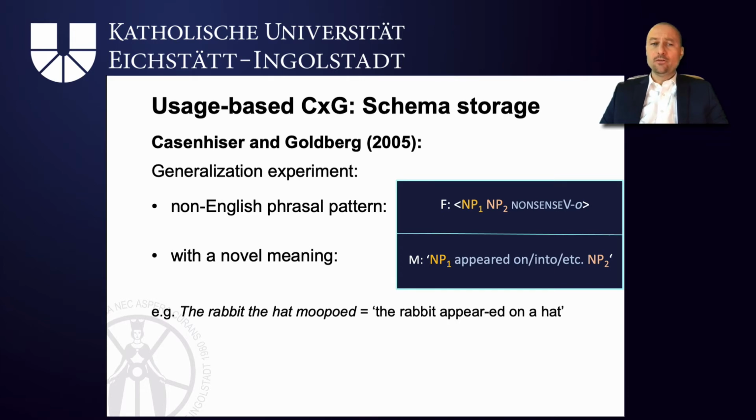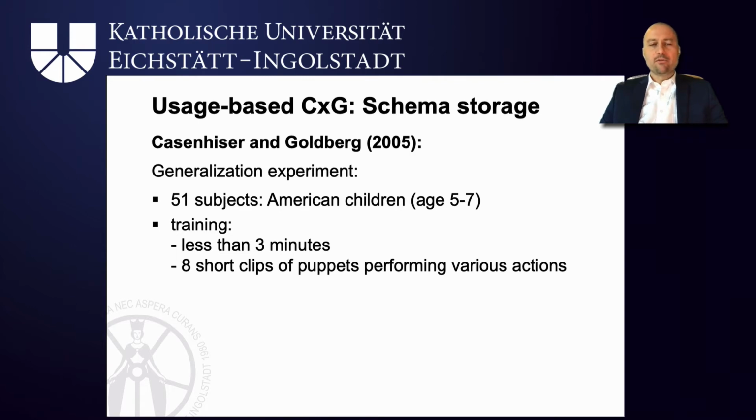The reason why they used these nonsense verbs and these new structures was of course because they wanted to test young children, and they had to make sure that this was definitely a structure that none of them had heard before. For the experiment they recruited 51 subjects, American children aged 5 to 7. The training session, and that's important, lasted only 3 minutes, or even less than that. In the training sessions, the children saw 8 short clips of a puppet performing various actions while hearing the new construction, so that they were able to infer what the construction is supposed to mean.